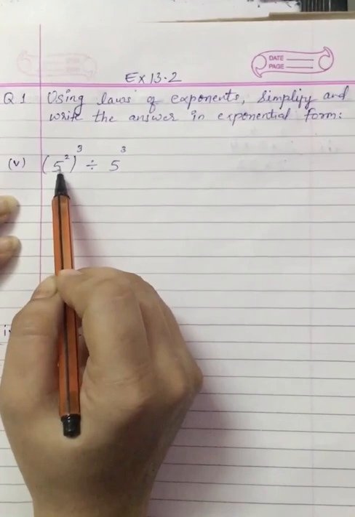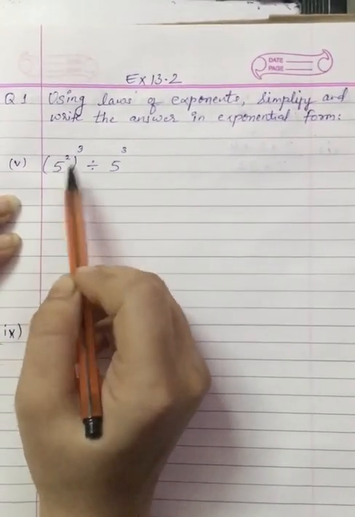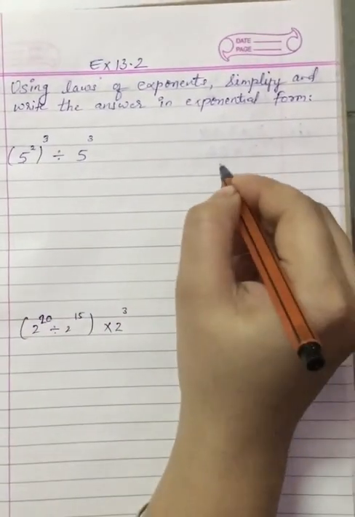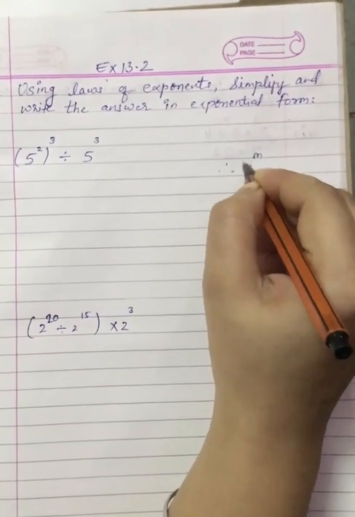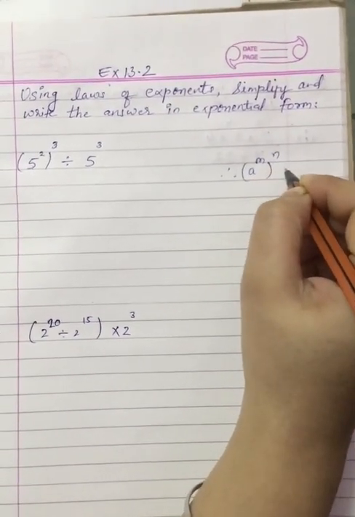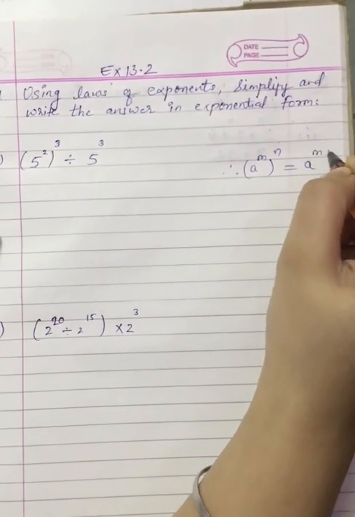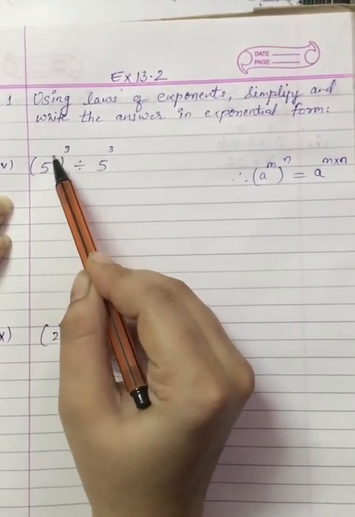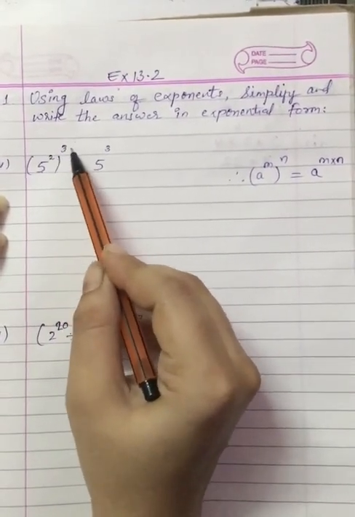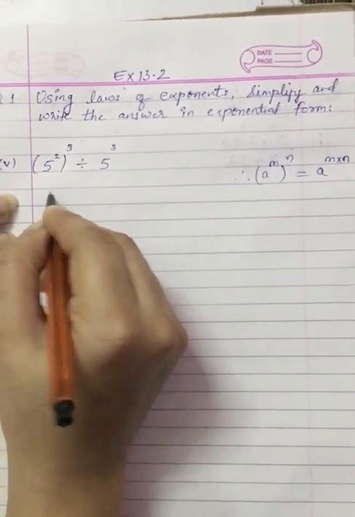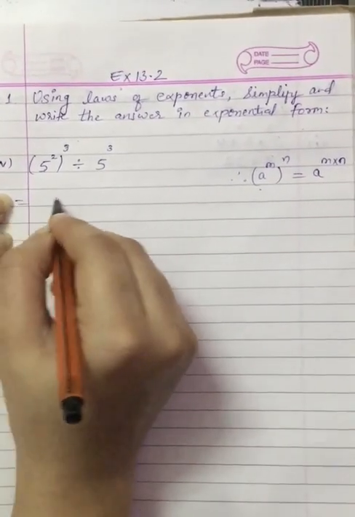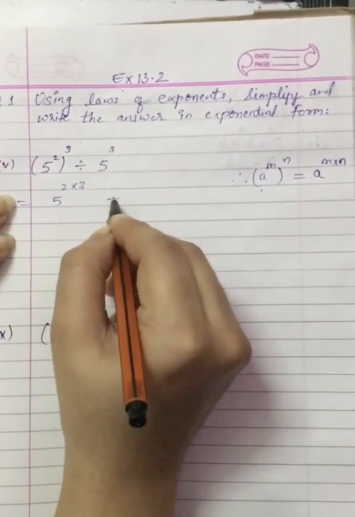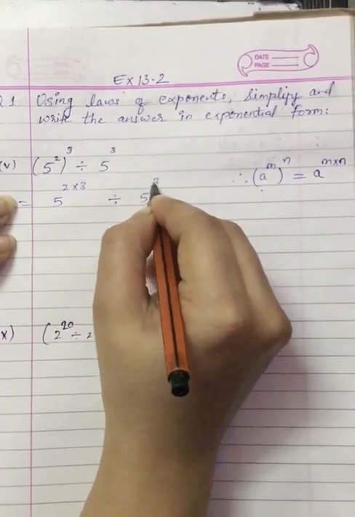Now see, in the first term, 5 to the power 2 and again power 3. So the power and power. So we know that we have one law like a to the power m and then whole power n is equal to a to the power m multiply n. It means when power and power, we will multiply both the powers. So here according to this law we can write 5 to the power 2 multiply 3, divide 5 to the power 3.